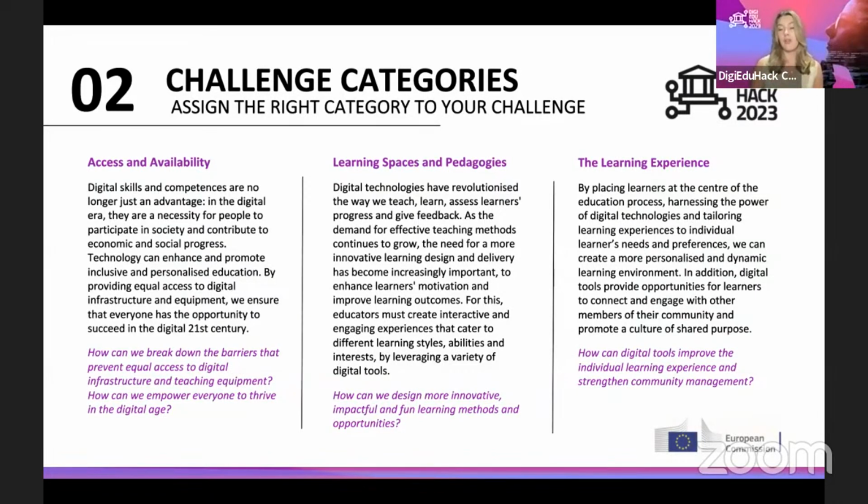The third challenge category that you can focus on is the learning experience, which of course is at the center because that's what education is all about. So how can digital tools improve the individual learning experience and also strengthen community management? So here you can decide if you want to take an angle from your challenge to make it focusing on the individual learning or then maybe on the larger scale. But here again, we try to put the person and their experience in the center and use digital tools to empower that and improve that.